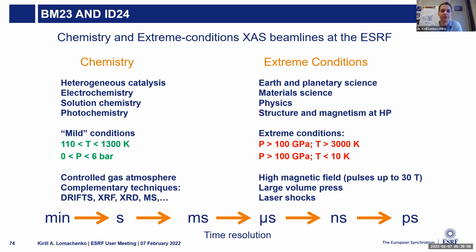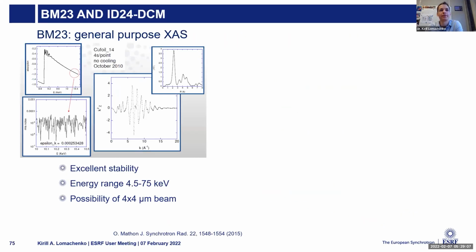So I'm responsible for the chemistry part. I will just show a couple of slides about our chemistry activities. They are mostly at BM23, the general purpose XAS beamline. We have excellent stability of the beam there, a wide energy range, and the possibility, not the obligation, but the possibility, to focus the beam down to several microns.